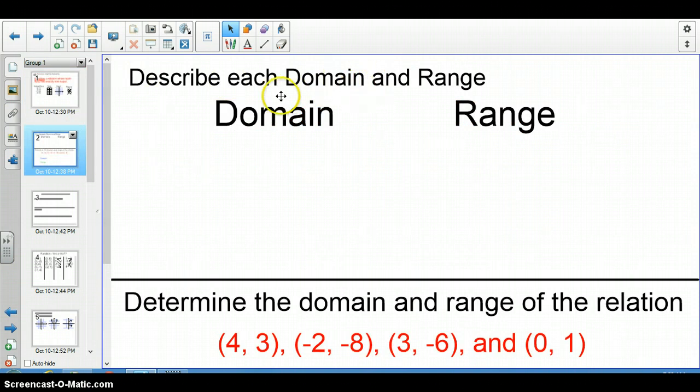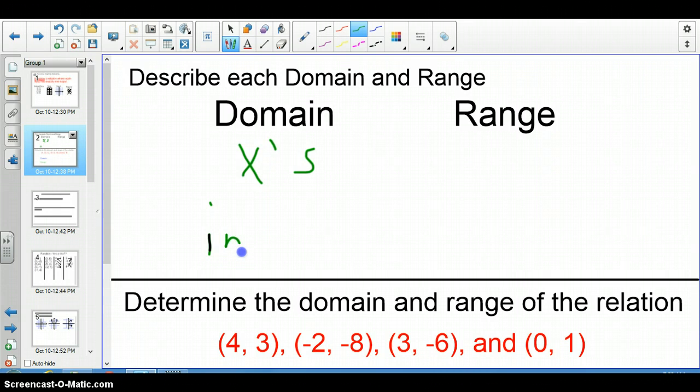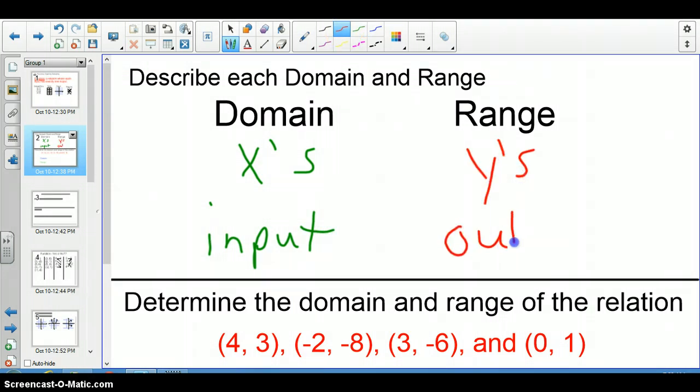Now, describe each domain and range. A domain is the x's. Okay? These are our inputs. The range is our y's. And those are our outputs. Okay, so domain is all the x's. It's what all your x's could be. Your range is what all your y's are.